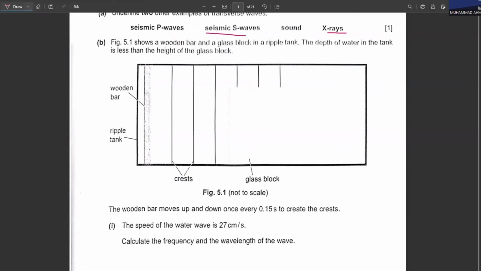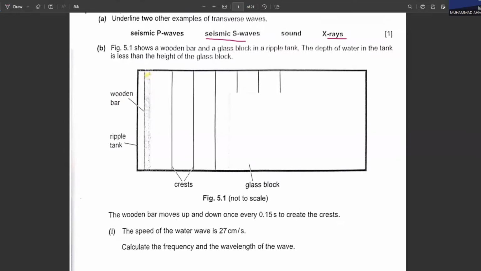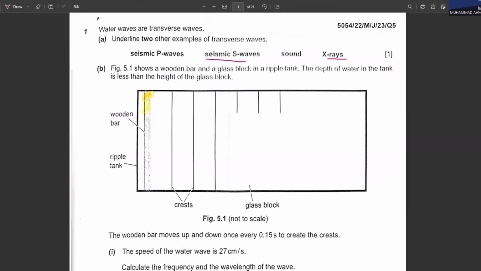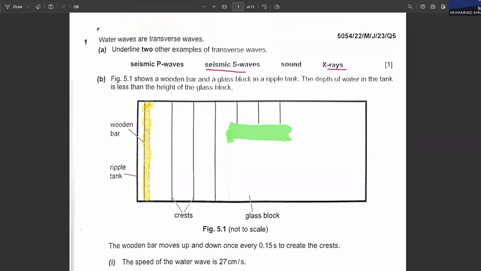Figure 5.1 shows a wooden bar and a glass block in the ripple tank. The depth of the water in the tank is less than the height of the glass block. Okay, so this is your wooden bar. Let me highlight it so at least you guys know what is your wooden bar. This thing is your wooden bar. What is your glass block? Your glass block is this thing.